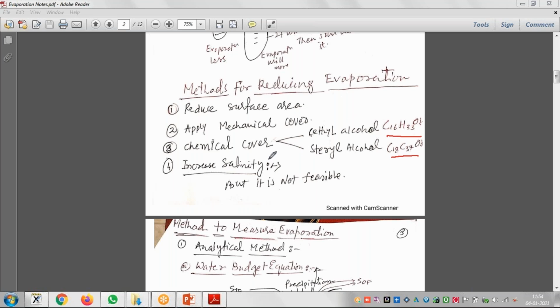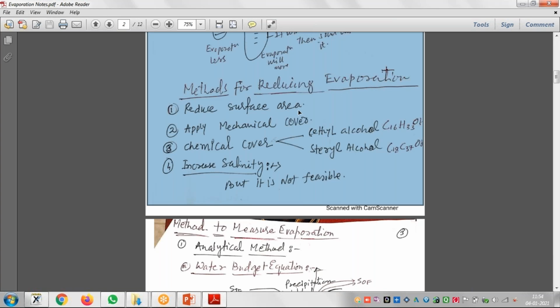Next, we can increase the salinity. If we add some salt to the water body, then water evaporation will be less. But we cannot use this method because it is not good. If we are adding salt, then what is the use of that water, right? So these methods are not feasible.